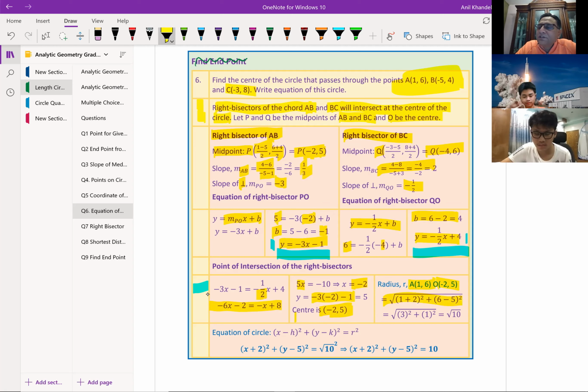Radius will be using the distance formula. Square root of x1 minus x2 whole square plus y1 minus y2 whole square gives us the radius as square root of 10. Once we know that, we apply the equation of the circle where the center is h and k, right? In this case, it is minus 2 and 5. Substituting the value, we get the equation of the circle as x plus 2 whole square plus y minus 5 whole square equals 10.